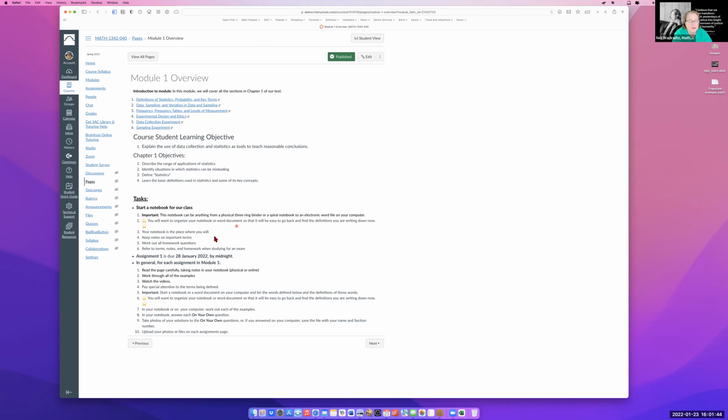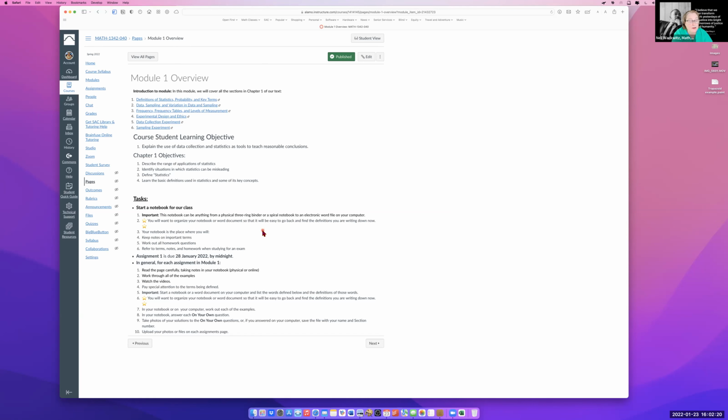In order to do everything in our class, you need a notebook. That notebook can be a spiral notebook. It can be a 3-ring binder with loose leaf paper. It can be a Word document online. I heard a student say that she had a reusable notebook. That's fine too. It has to be something where you can either take a photograph of the page or you can upload a file, because everything we do is going to be in that notebook.